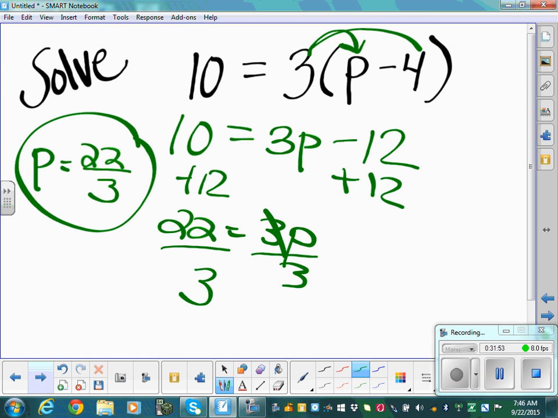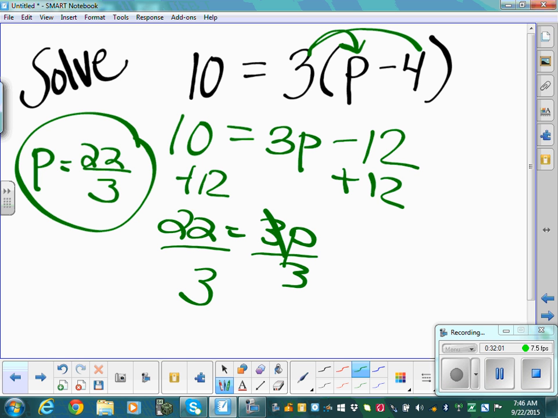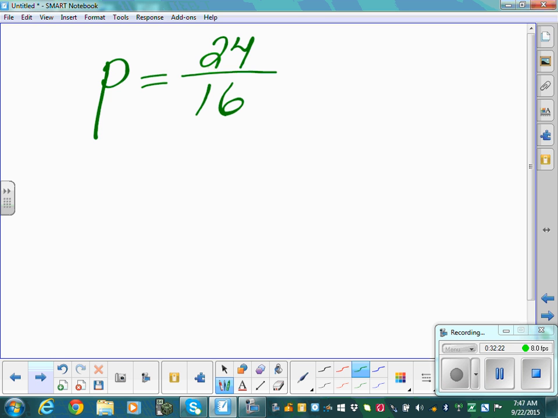So, will there ever be a time where there's a number that you can simplify, but you cannot make into a fraction with the calculator? Yeah, that's a good question. So Tyler said, what if we got an answer like this? For example, let's say we got P is equal to 24 over 16. What do they both divide by?